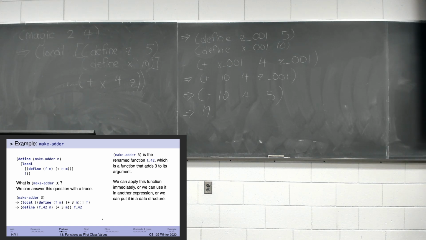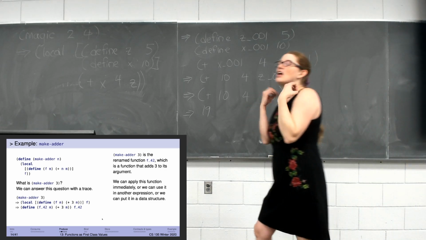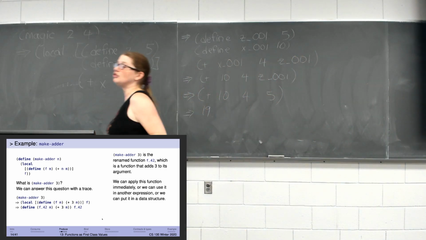And then I'm going to create a new definition for f with a unique name. And now I have defined f42 consuming a single argument to be 3 plus n. And I am then going to get rid of my local and I produce just the body expression, which is just the value that is the function. It's not evaluating the function, it's just passing the function as a value to you.